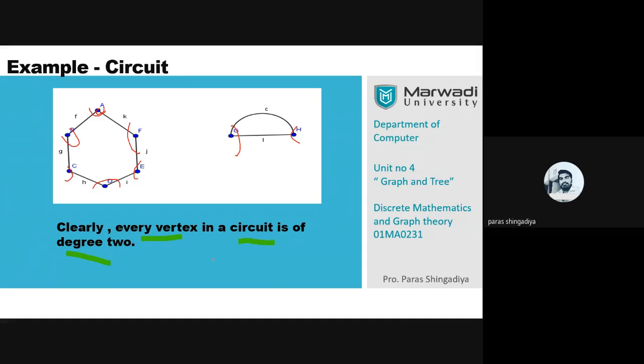Clear? So that is asked for 1 mark. Clear? That is one result for us. What is that result? What is the degree of each vertex in the circuit? Clear? So the degree of each vertex in a circuit is 2.